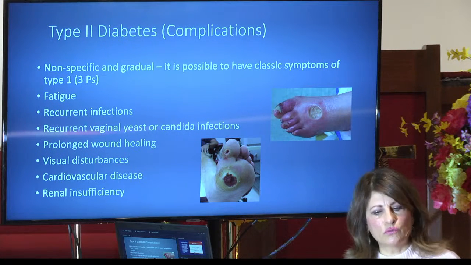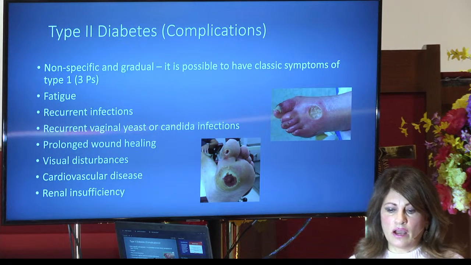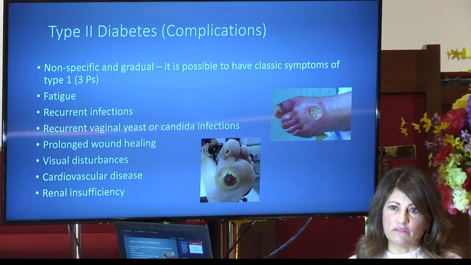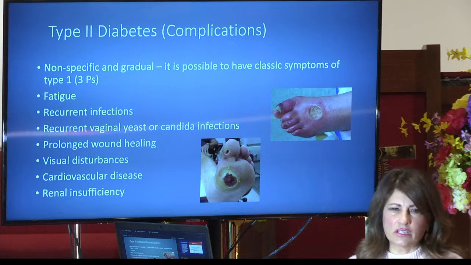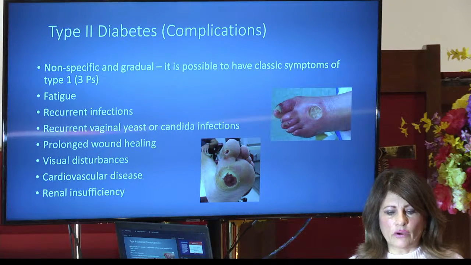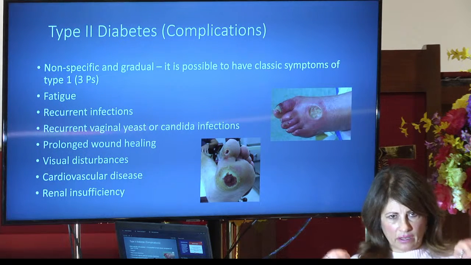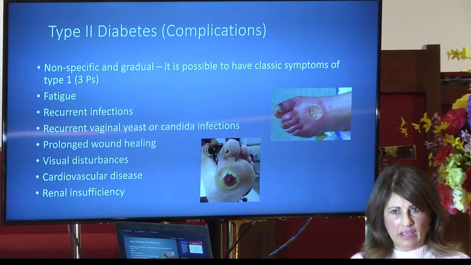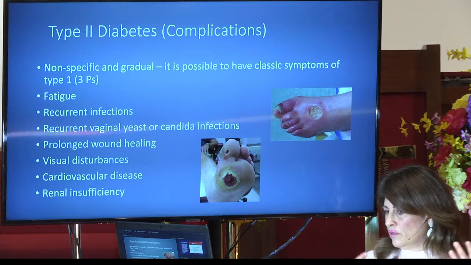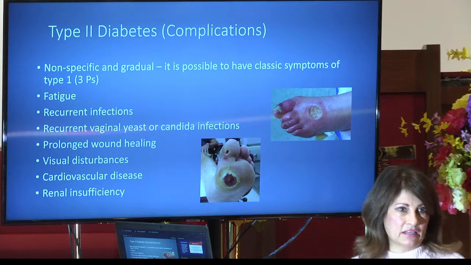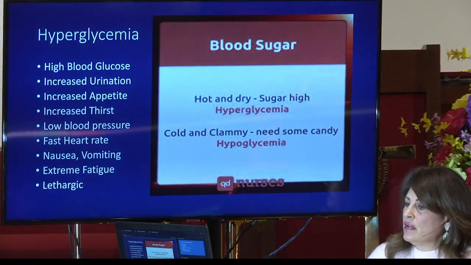So you have prolonged wound healing, visual disturbances, renal insufficiency that affects the kidneys really bad. Tired, the person's tired a lot, recurrent infections. So we want to bring that blood glucose level down so we can improve their healing, so they have more energy. We don't want to have any more damage to their eyes. So we're going to go on to the next slide.